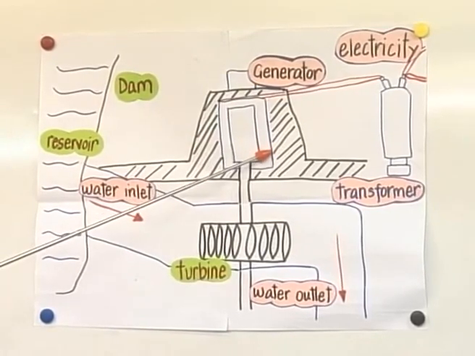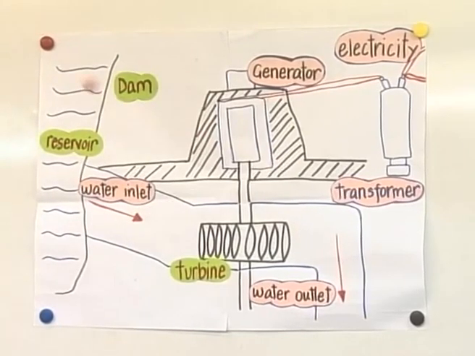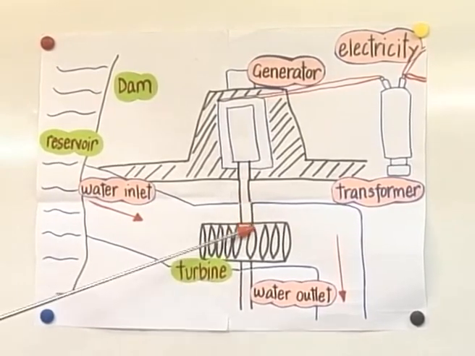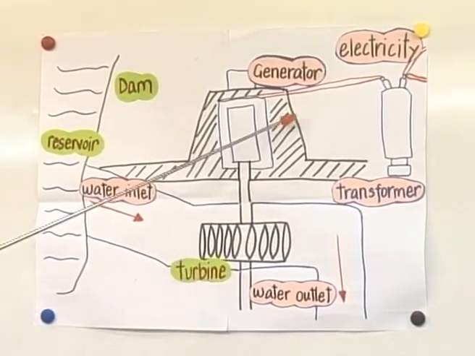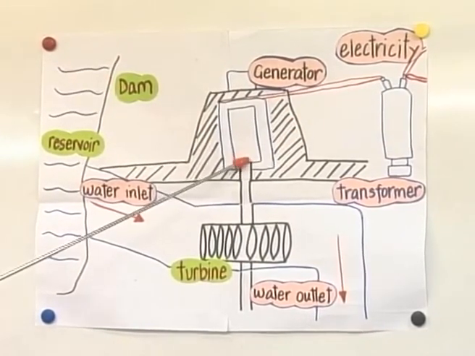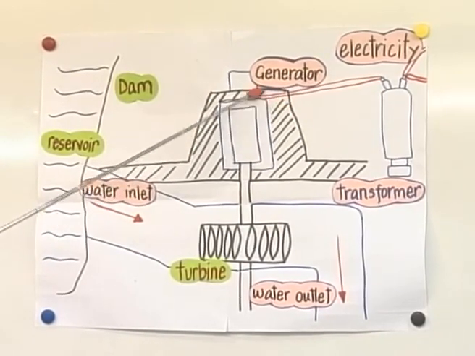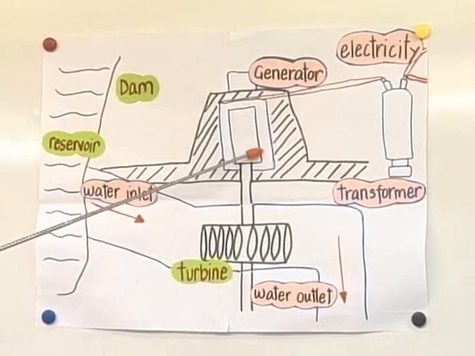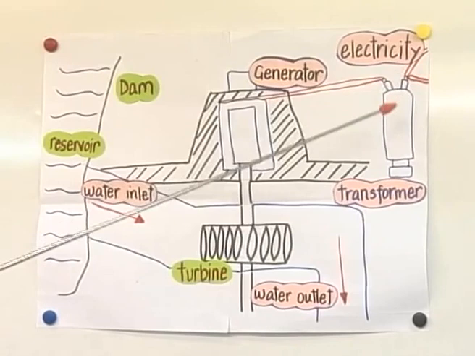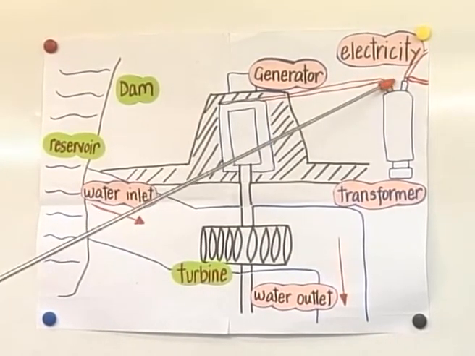Everyone looking up here? What does it say? Falling water drives the blades of a turbine, a water turbine, to produce the mechanical energy required to drive the generators. Once that has been done, these generators change the mechanical energy into what type of energy? Electrical energy, which produces electricity.